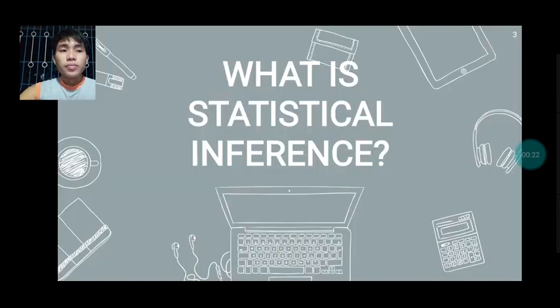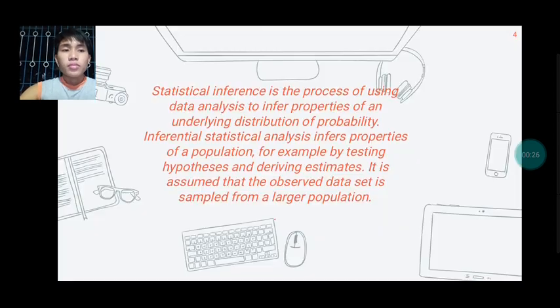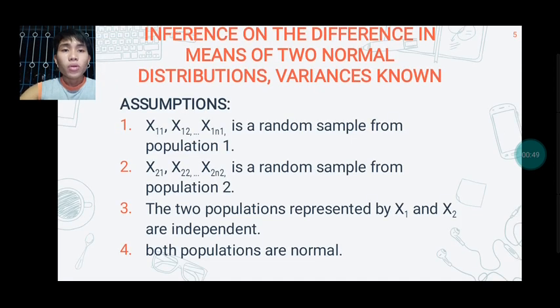So now, what is statistical inference? Statistical inference is the process of using data analysis to infer properties of an underlying distribution of probability. Inferential statistical analysis infers properties of a population. For example, by testing hypotheses and deriving estimates, it is assumed that the observed dataset is sampled from a larger population. So here we have assumptions.